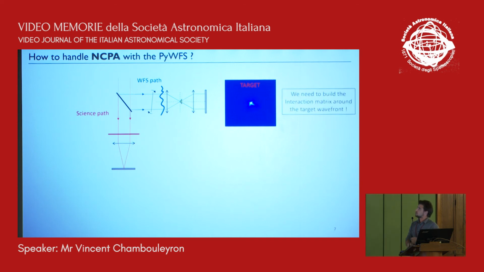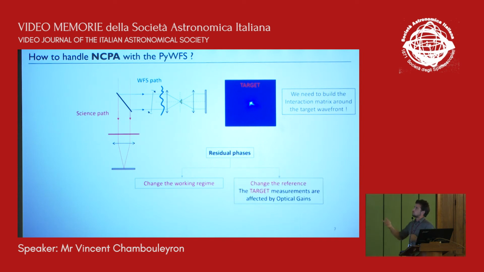For that, the first step is to build the interaction matrix around the non-zero point. But even if we do that, because we have residual phases when we are working on sky, there will be a change in the working regime, so the optical gains are going to change the reconstructor we need, and also there will be a change in the reference. So when we put the target PSF on the wavefront sensor, these measurements are going to be affected by optical gains.